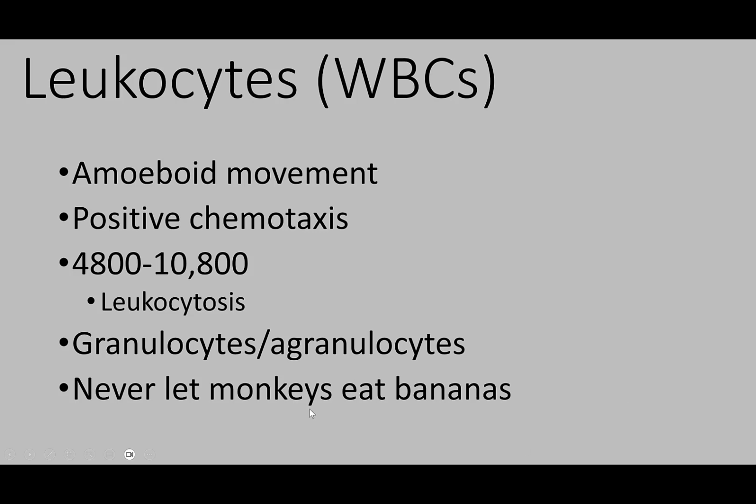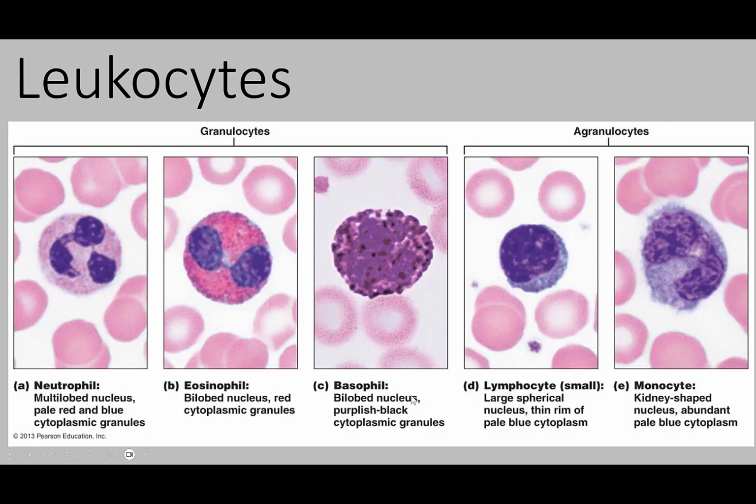Now, we talked in lab also about "never let monkeys eat bananas." When we learn the names of leukocytes in a moment, this is going to be a mnemonic that lets us know the order of leukocytes from most abundant, beginning with N, to least abundant, beginning with B. So here are the leukocytes.